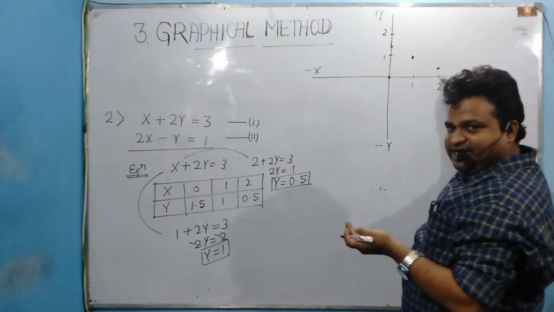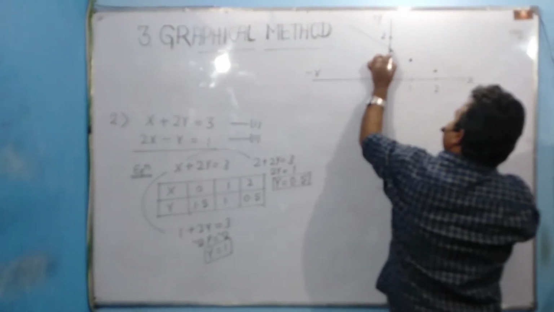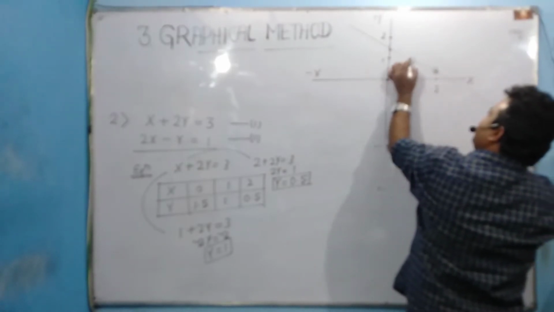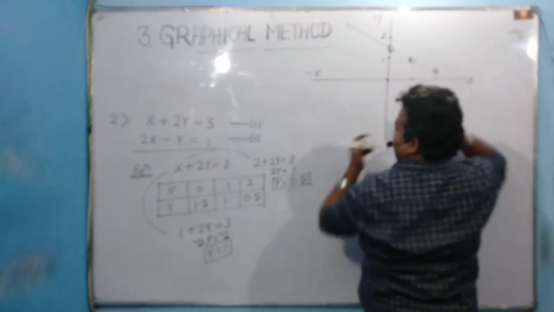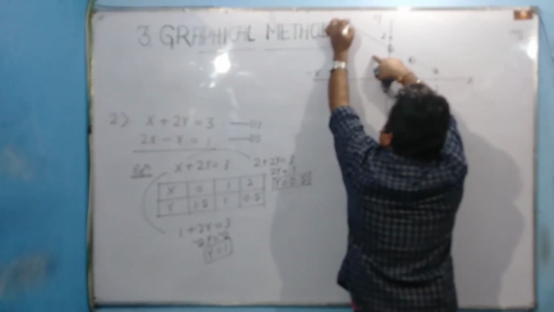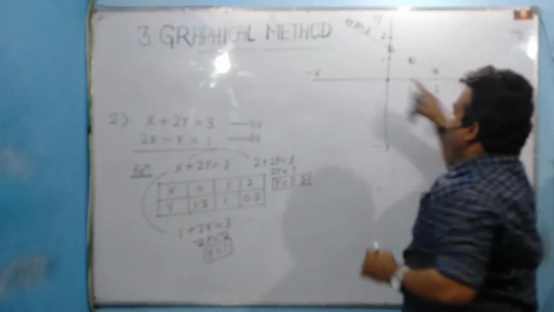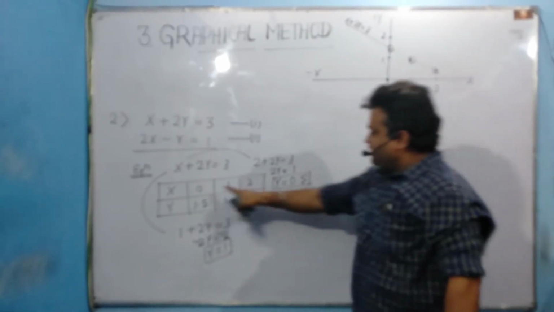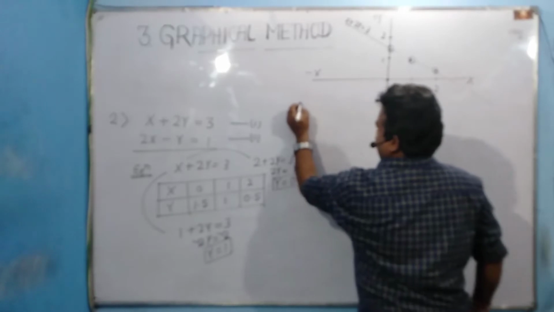Now you draw a straight line through all these 3 points, so that all the points are on the line. This is the straight line for the equation x plus 2y equal to 3, and these 3 are the coordinate points. Now I move to equation number 2.